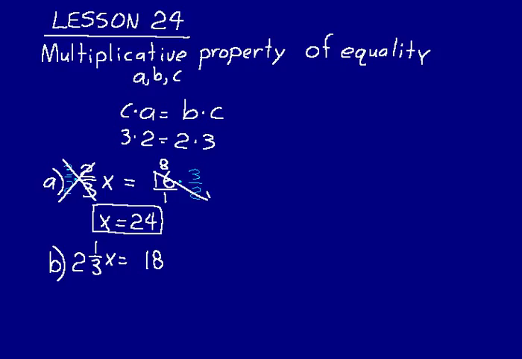Look at practice problem B. 2 1/3 x equals 18. Again, we have a factor there, that 2 1/3 is a coefficient of x. We need to get rid of that, so we can use our multiplicative property to do that. But first, let's change that mixed number, 2 1/3, to an improper fraction. And so we'll have 7/3 times x is equal to 18. And so then what we need to do next is multiply both sides by the inverse of 7/3, or the reciprocal of 7/3, which would be 3/7.